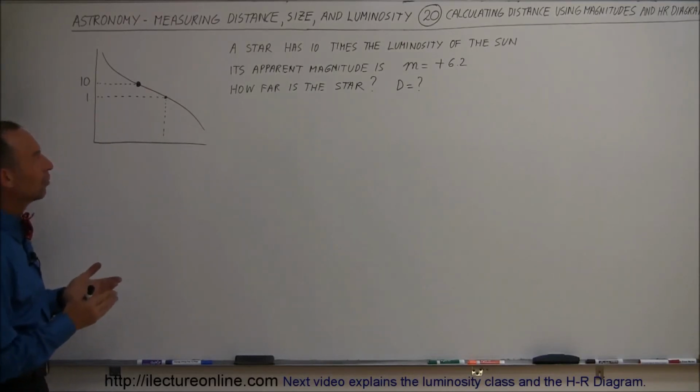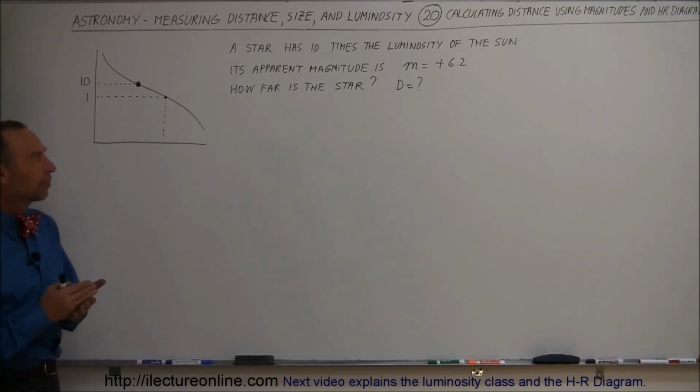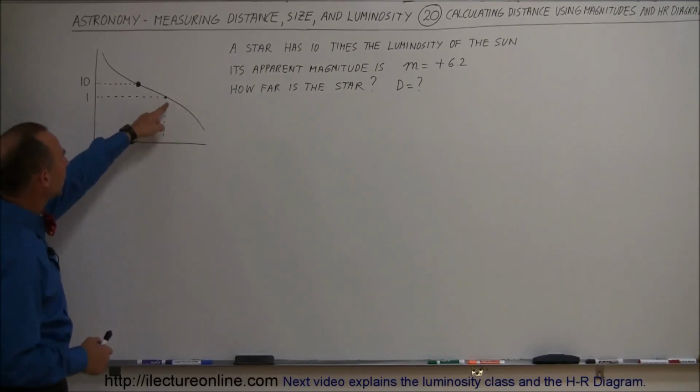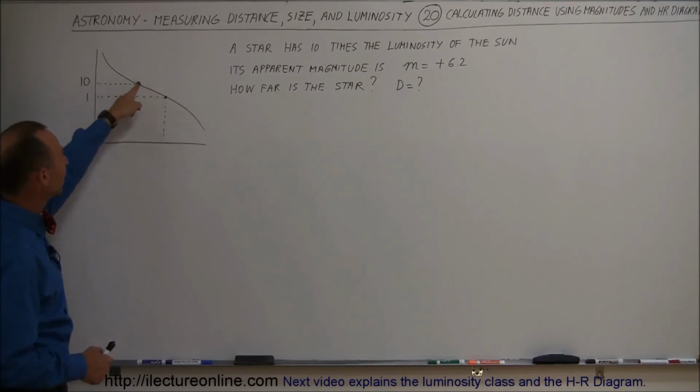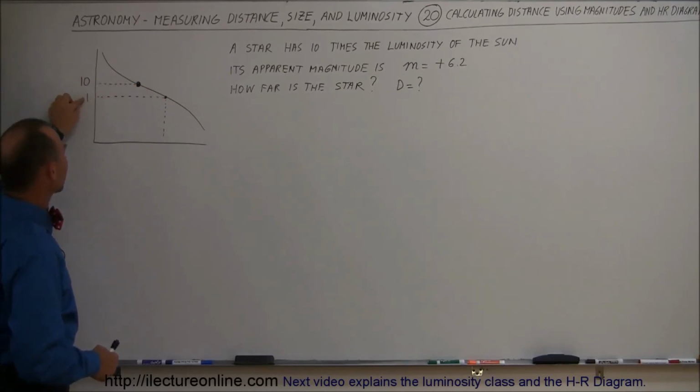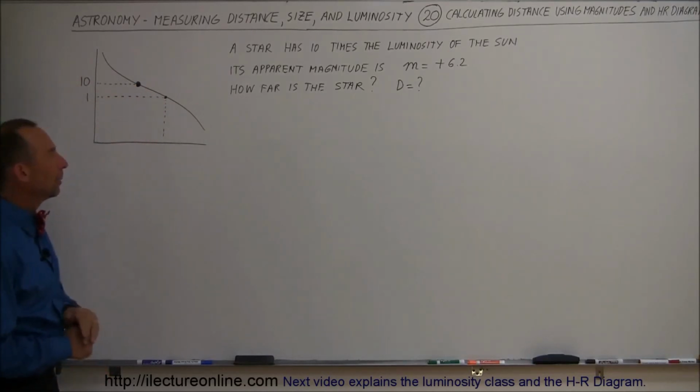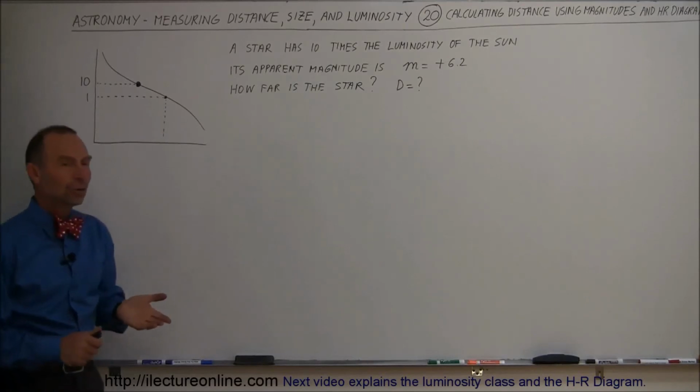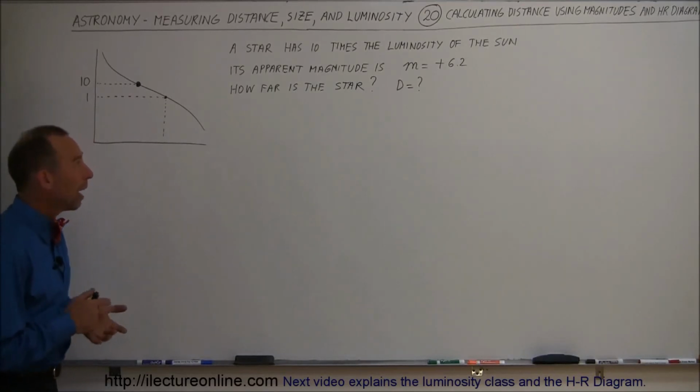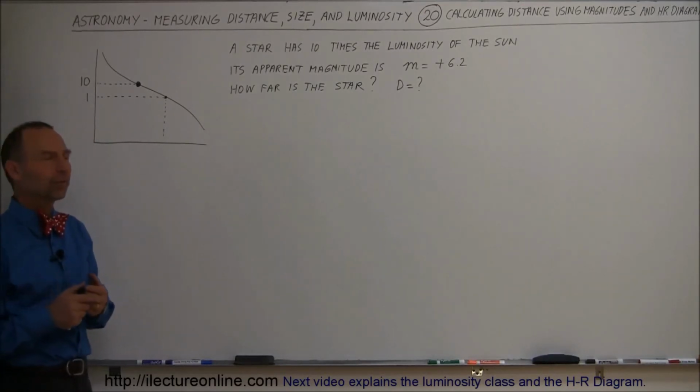So here we have a star that is known to have 10 times the luminosity of the sun. So in the HR diagram, it would appear a little bit higher on the main sequence, with the luminosity of the sun being equal to 1. Its apparent magnitude is 6.2. How far is the star from us?